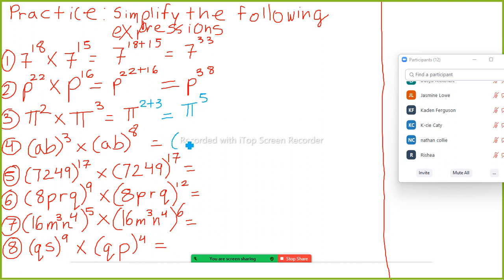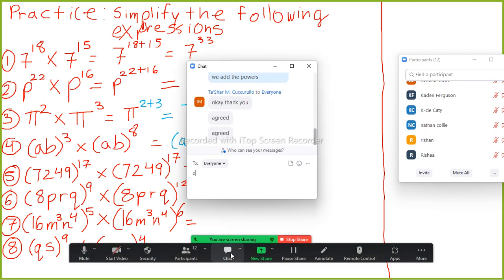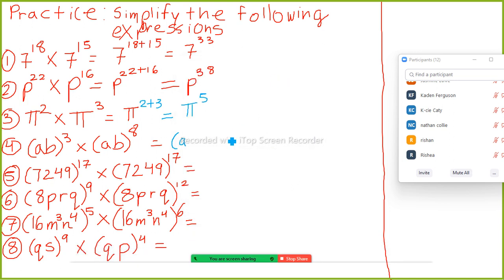Excellent. Very good. Y'all are very good. So I wasn't able to fool you. Y'all realize that this is the same base, right? So AB and AB, they're the same base. So that's AB to the power of 8 plus 3. This equals AB to the power of 11. Very good.